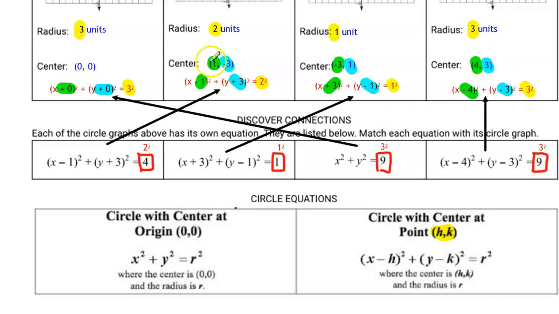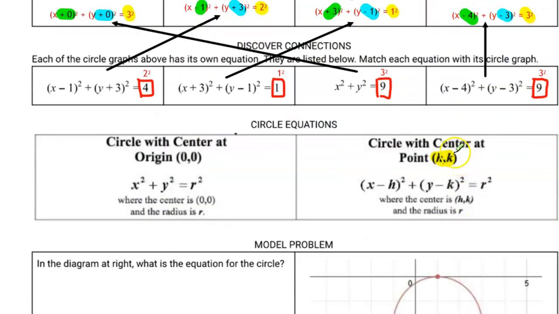In this case, h is 1, k is -3. In this case, h is -3, k is 1. In this case, h is 4, k is 3. Right? So all we're doing is taking the value of h and turning it into its opposite, and then taking the value of k and turning it into its opposite, right? And we're still doing r squared, whatever the radius happens to be.